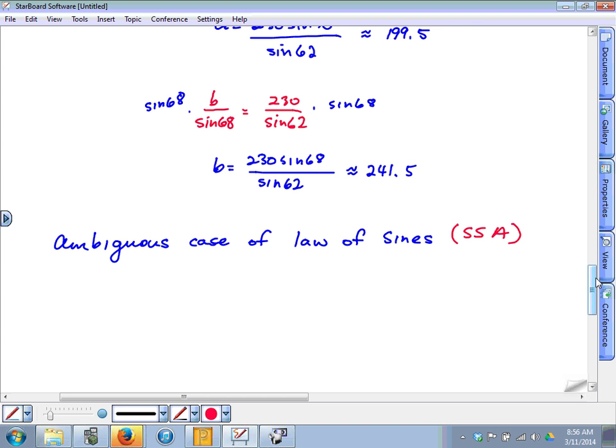I'll talk about that, because sometimes it is both answers, sometimes it's only one of the answers, sometimes it's none of the answers. You have to decide. It's a fun decision to make. So here's an ambiguous case. Example 2.